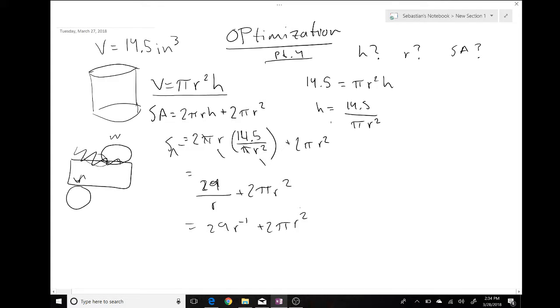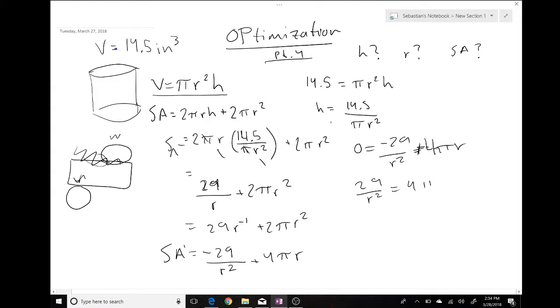and that leads us to the next step, which is finding the derivative. The derivative of this equation would be negative 29 over r squared plus 4 pi r. So now we want to figure out what r is. What we would do is set that equal to 0. So negative 29 over r squared plus 4 pi r equals 0. Move that to the other side, and you have positive 29 over r squared equals 4 pi r.